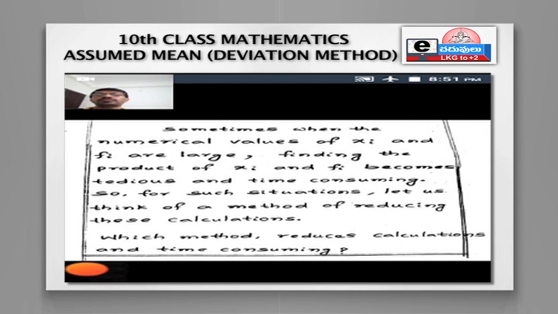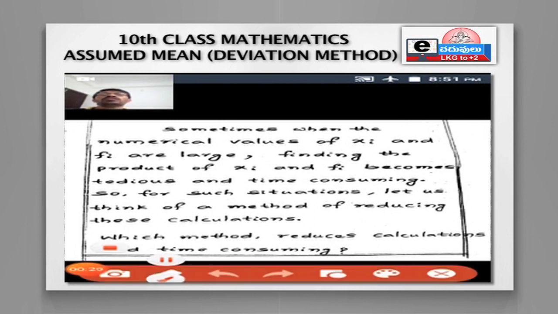Sometimes the numerical values of Xi and Fi are large. Then finding the product of Xi and Fi becomes tedious and time consuming. If Fi and Xi are large in number, calculating the product of Xi and Fi becomes lengthy and time consuming. So for such situations, let us think of a method of reducing these calculations.